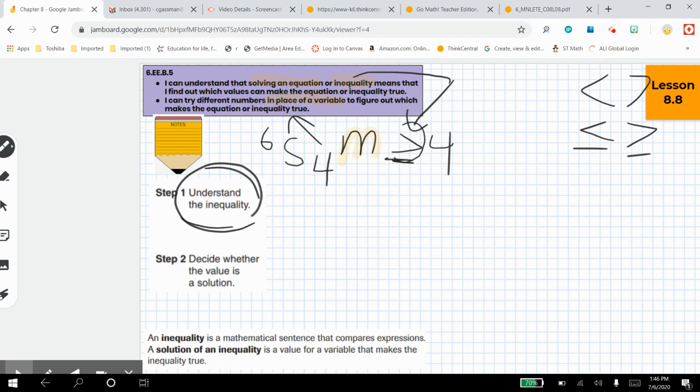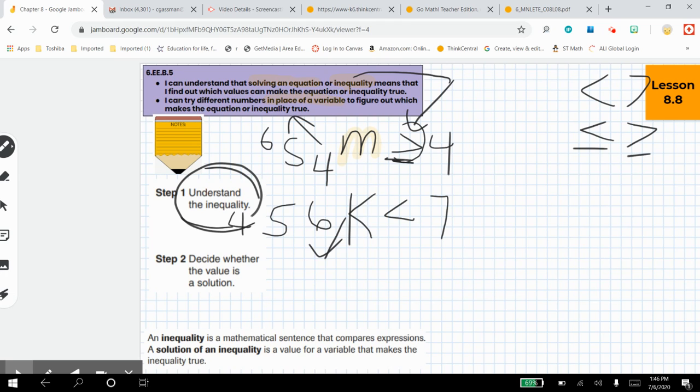Let's take K. This time it's going to be less than 7. Okay, that means, can K be 7? No, because there's no equal sign. So K has to be less than that 7. So it can be a 6 or a 5 or a 4. It's going to go down or lower than. Do you understand?